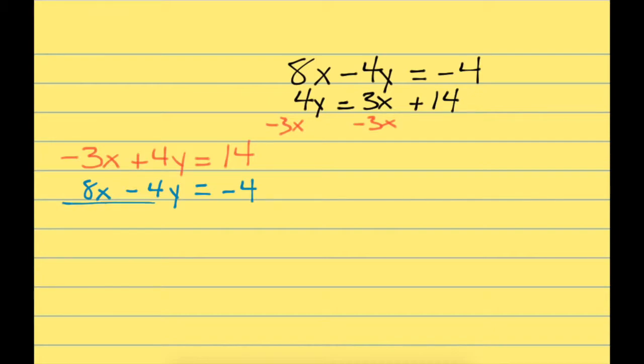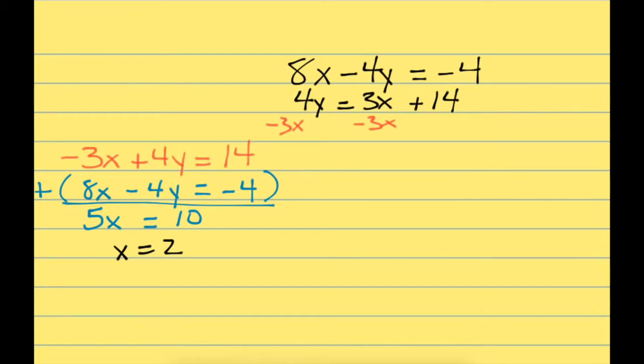Now when I add my equations, everything is lined up nicely. So negative 3x and 8x is 5x. 4y and negative 4y is 0. 14 and negative 4 is 10. So dividing by 5 gives me x equals 2. So when I'm using elimination, I want everything in the same order. So I want my x's and y's on the same side. Now that I have x equals 2, I can plug it into any one of the equations that I want.